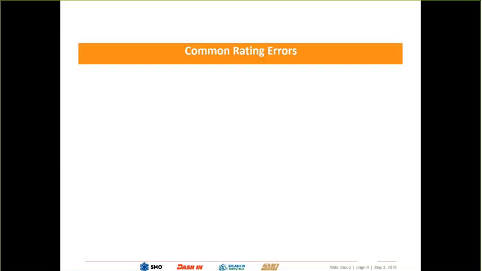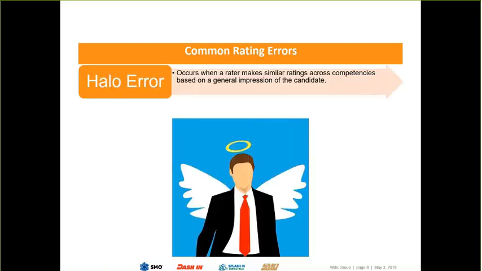Let's talk next about some common rater biases that should be avoided. First, halo error. This type of error occurs when a rater makes similar ratings across competencies based on a general impression of the candidate. Instead of making judgments based on your impression of the candidate, be sure to take very detailed behavioral notes as discussed in Module 2. Base all ratings on these notes instead of any of your own evaluations or opinions.